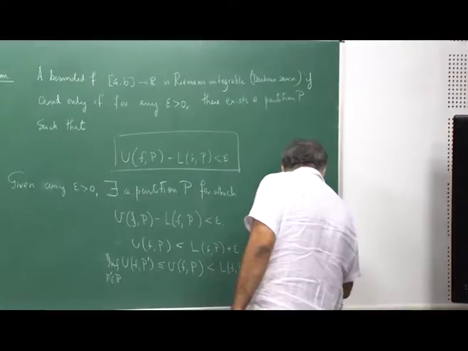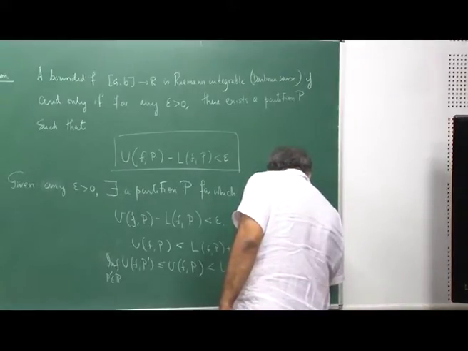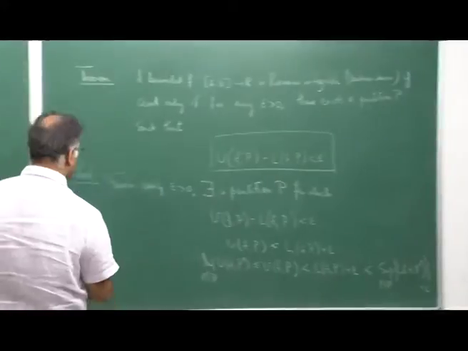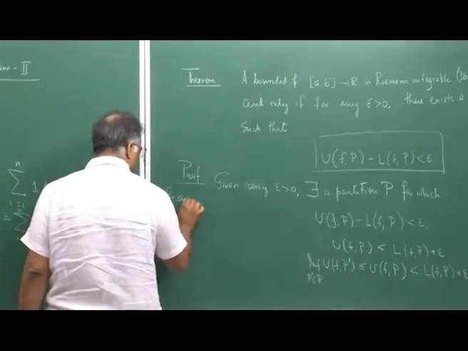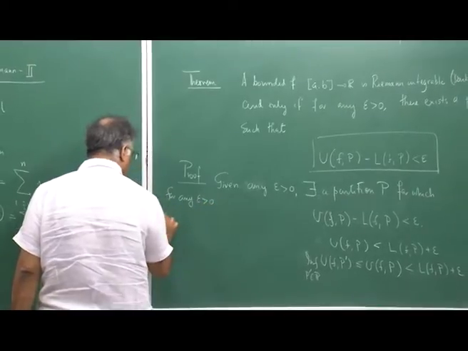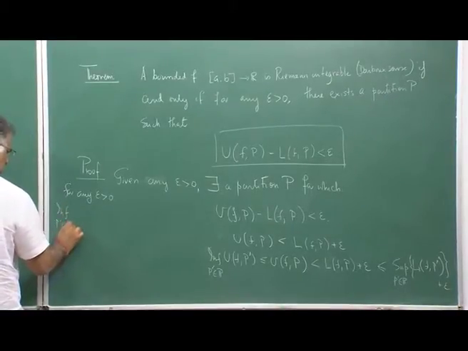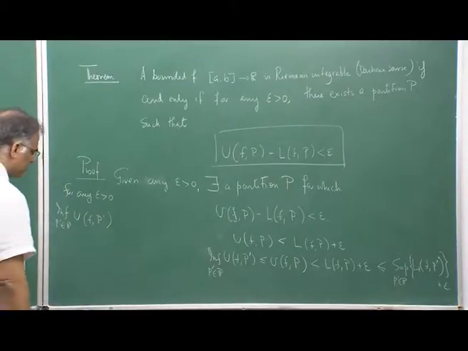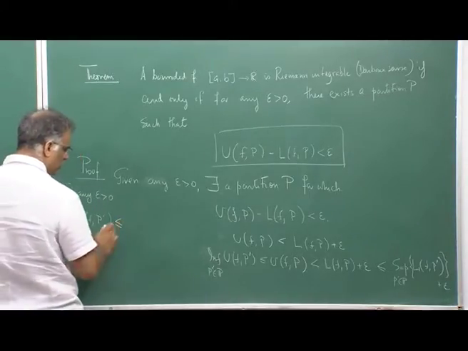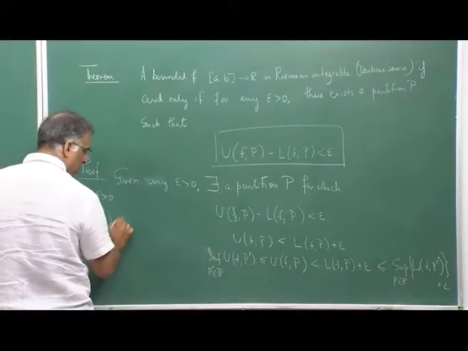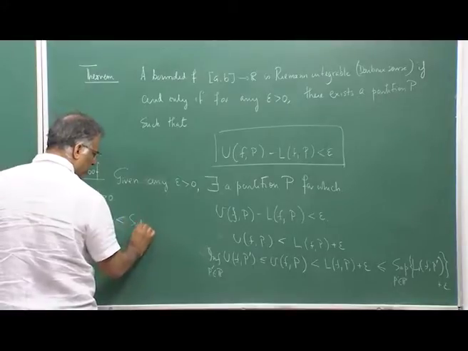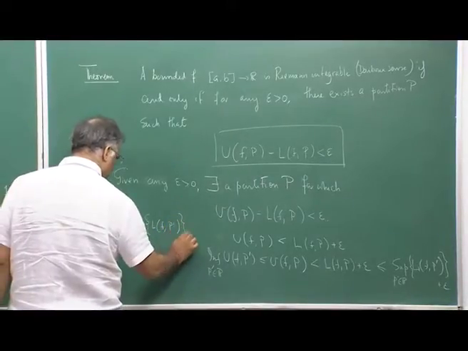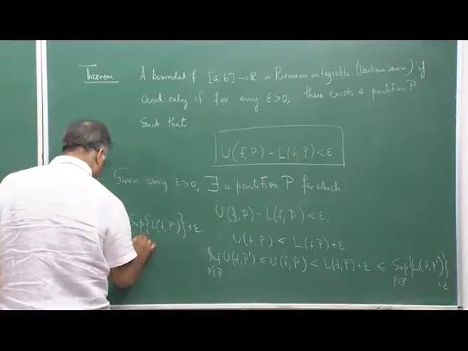Or LFP dash, P dash in P plus epsilon. So if I look at this expression, what do I get? For any epsilon greater than 0, I have just proved that infimum over P dash, an element of P, of UFP dash is strictly less than supremum of LFP dash plus epsilon, where P dash is obviously varying over P.